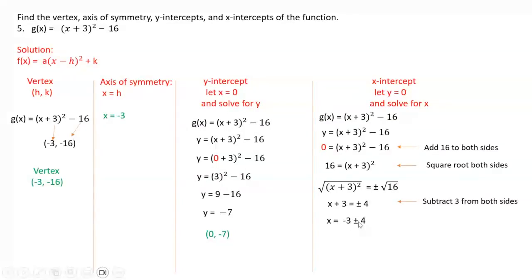So we have x equals negative 3 plus or minus 4. So it'll be x equals negative 3 plus 4 and negative 3 minus 4. This gives us x equals 1 and x equals negative 7. So these are my x-intercepts: (negative 7, 0) and (1, 0). Okay.